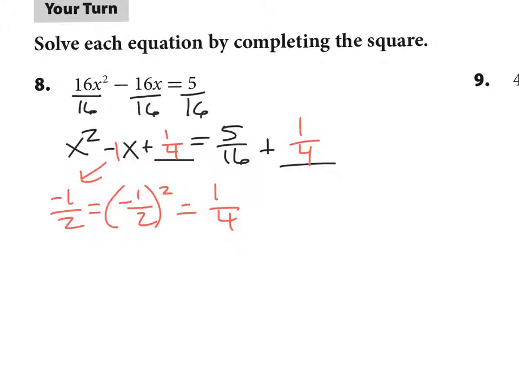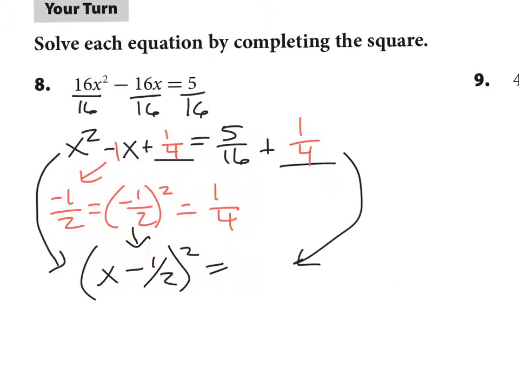So now I'm going to factor this. Again, it's easy, it's x. I just have to look at that middle term. That's a negative 1/2 squared equals. Now I have to add these. Now you may have to get your calculator. Just remember you got to get a common denominator, which would be 16, which means this has to be multiplied by 4. So if that's 4 plus 5, that would be 9. So I end up with 9/16.